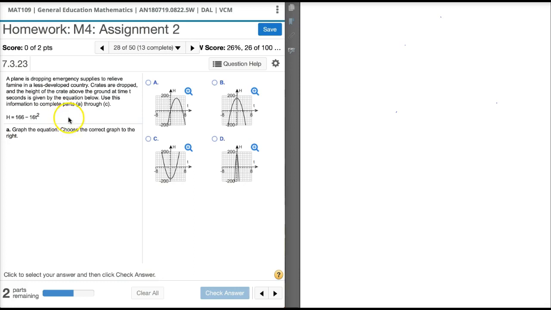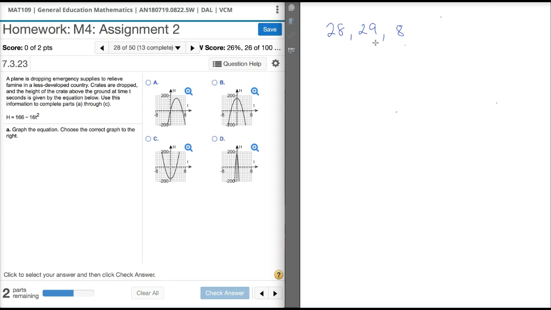This is part 2 of the Module 4 homework for Math 109, General Education Mathematics. In this video, we will go over concepts for quadratic functions. In particular, we will learn how to graph quadratic functions and solve quadratic equations using the quadratic formula. The problems that we're going to go over will be number 28, number 29, and then we'll dial back and do number 8.